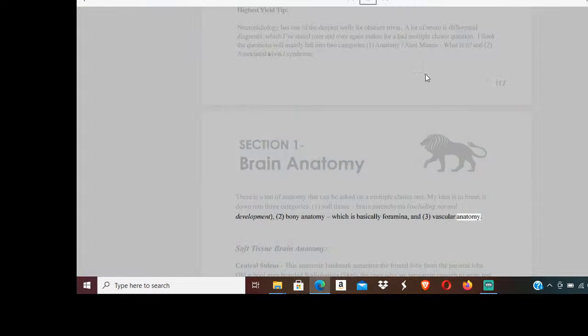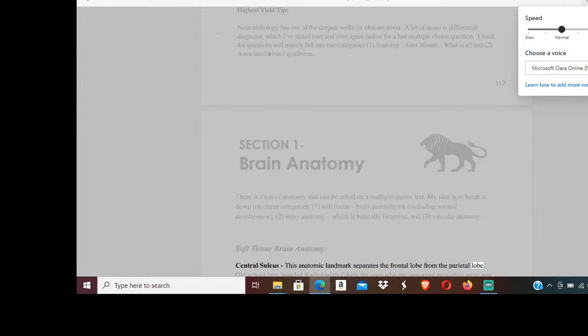Anatomy. Soft tissue brain anatomy. Central sulcus. This anatomic landmark separates the frontal lobe from the parietal lobe.